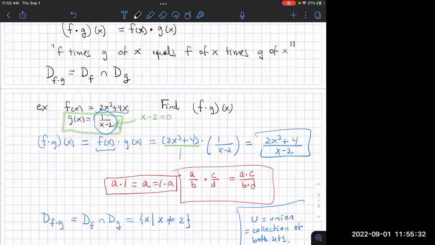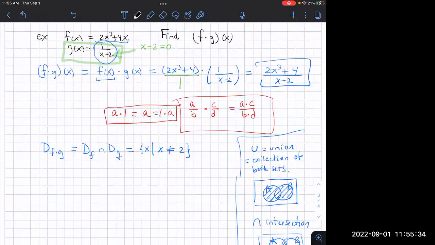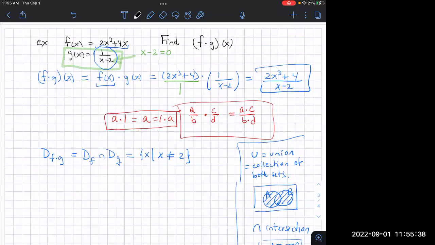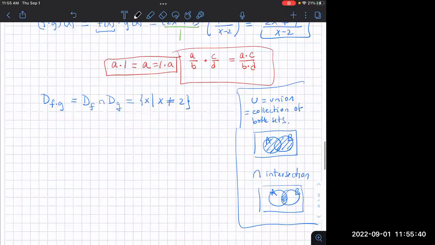Any other questions? Okay. Addition, subtraction, multiplication. Operation number 4, division. The answer to division is called the quotient. Quotient function.